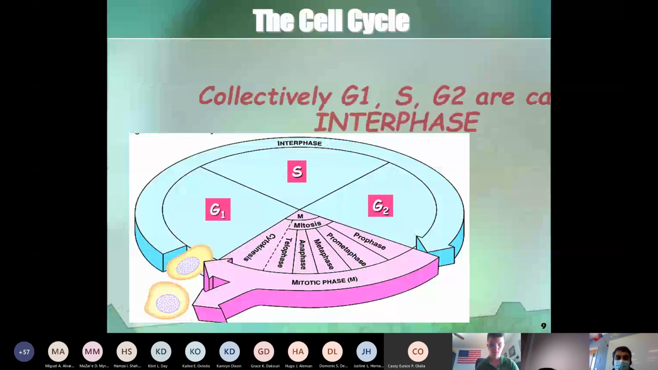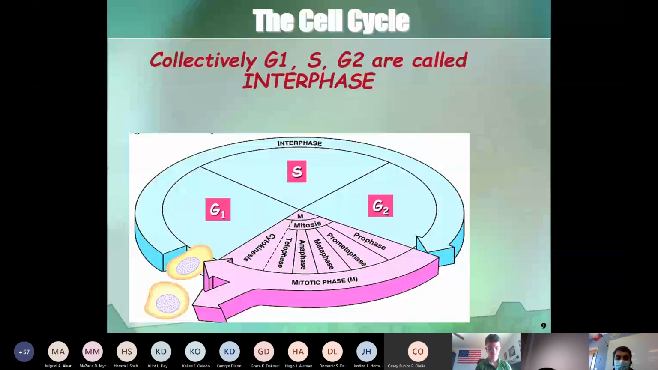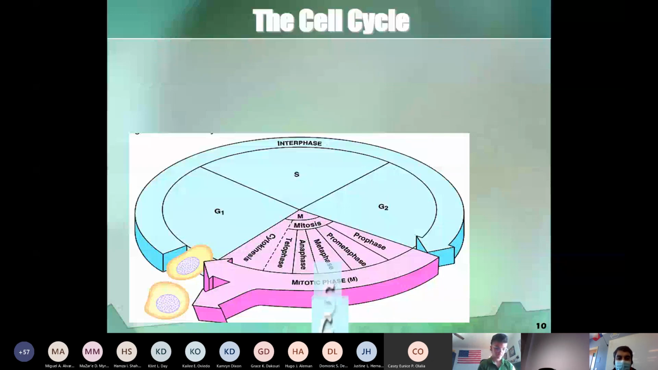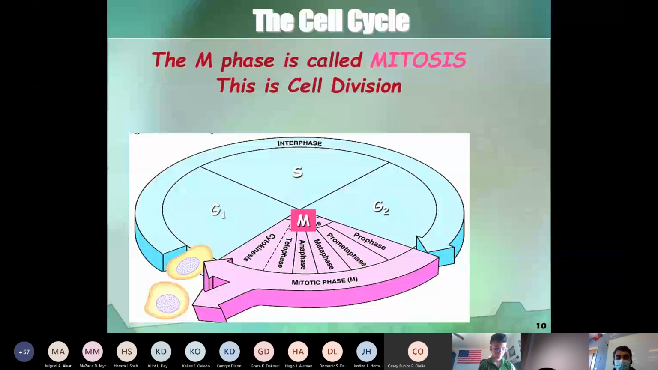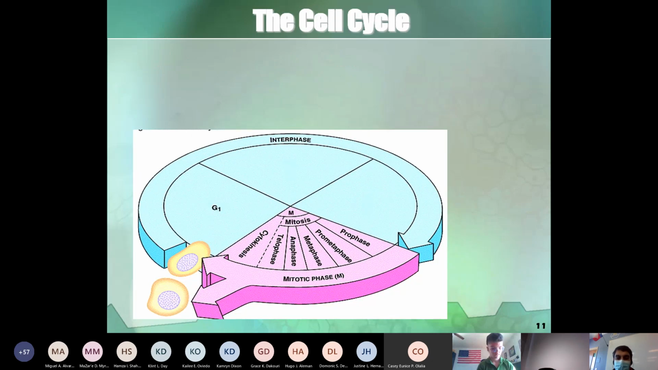So let's talk about G1, S, and G2. Like Casey just said a second ago, this makes up interphase. So again, interphase is not a dividing time, it's a time for growth. And that's what the G stands for. The M phase then is cell division or mitosis. And like I said, we'll talk more about mitosis next week because that whole thing is kind of complicated. For now, we're just looking at the whole cell cycle as it is.